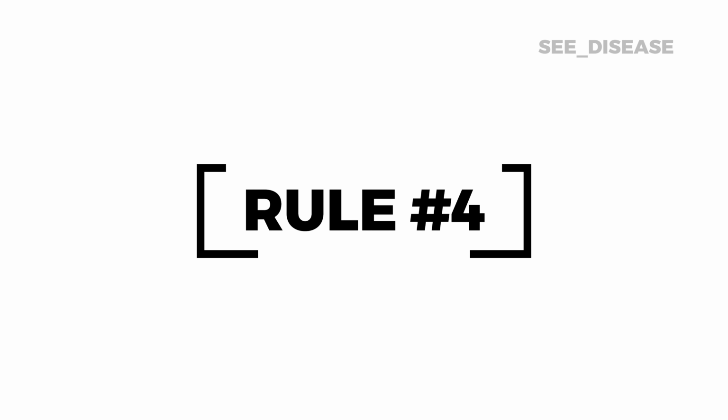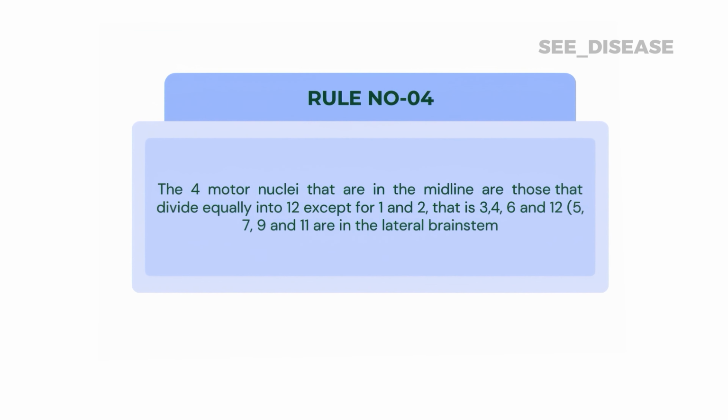Rule number 4: the motor nuclei that are in the midline divide equally into 12 except 1 and 2.